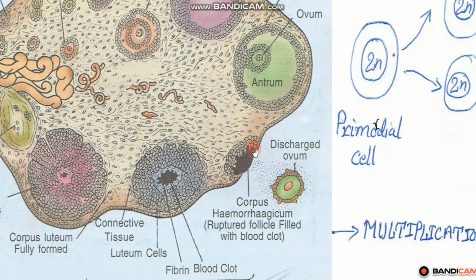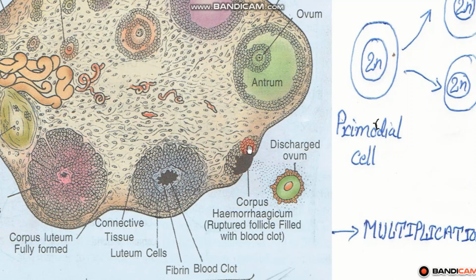This process, the releasing of the ovum by the ovary, is known as ovulation. Whenever the ovum is released outside the ovary, this process is known as ovulation. So the ovum is released, but the follicles are never released out. Only the ovum is released; the follicles stay inside the ovary.